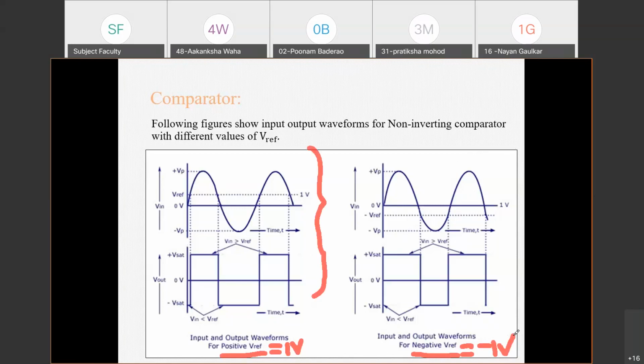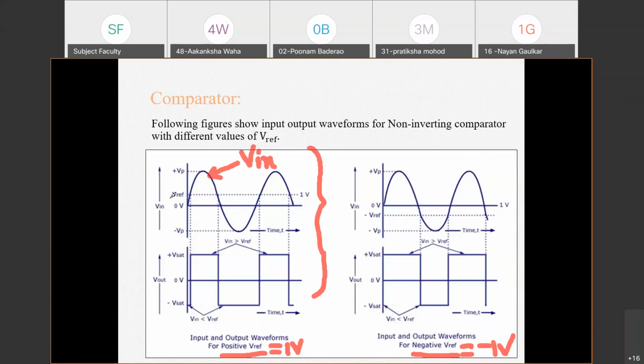Okay. Now we are coming back to this particular waveform. So this sine wave, what is it? It is nothing but your input voltage, that is V in. This sine wave is V in, that is voltage applied to the non-inverting terminal, V in.